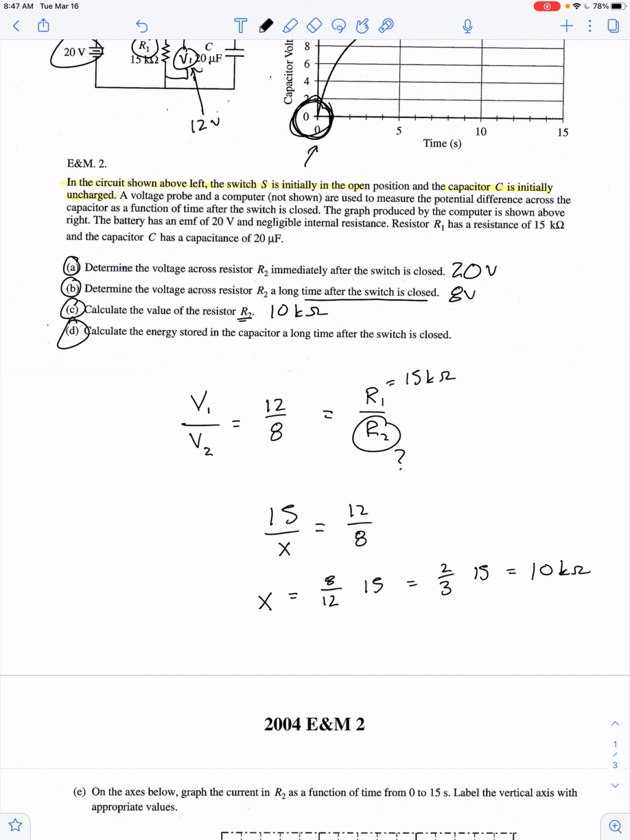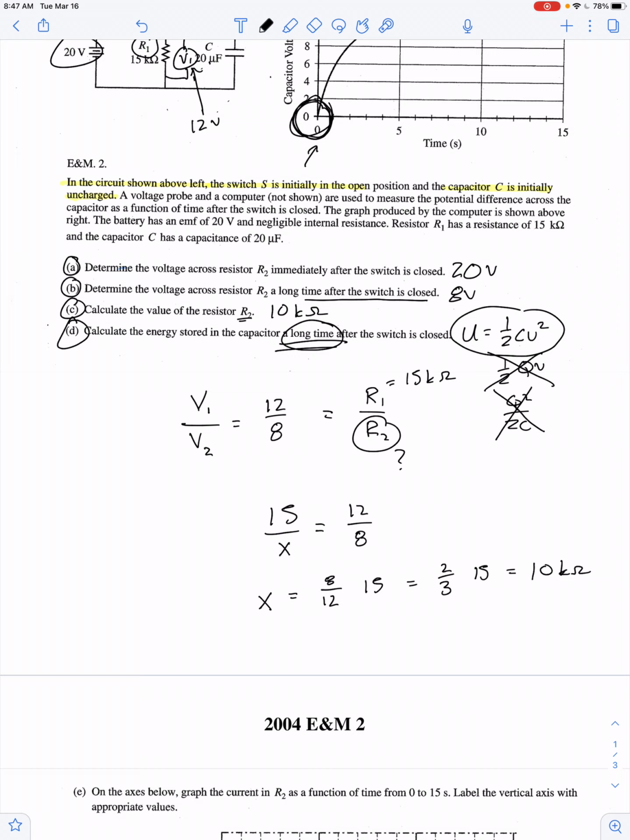Calculate the amount of energy stored in the capacitor a long time after the switch is closed. Well, energy in a capacitor is either 1/2 CV squared, 1/2 QV, or Q squared over 2C. Now, which one of these makes the most sense? We haven't determined the amount of charge on the capacitor in the steady state or after a long time. So any of the equations that has Q isn't really helpful. I think 1/2 CV squared is the way to go.